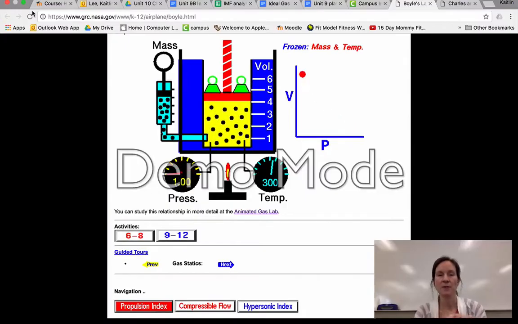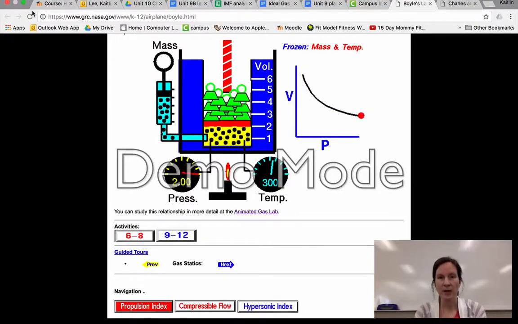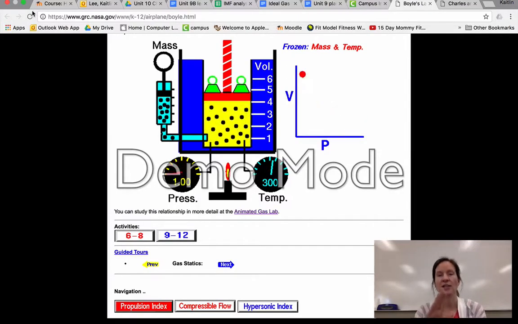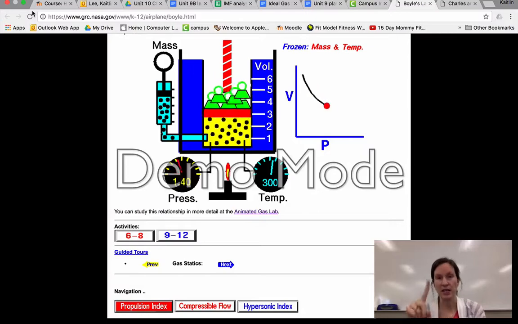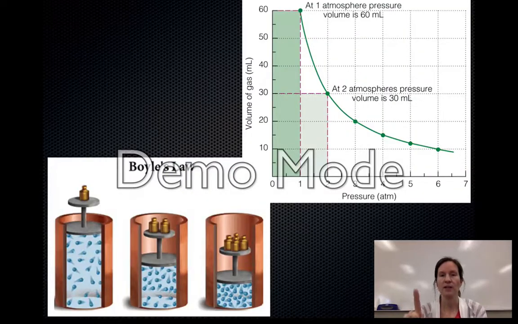Here's a small simulation of what this looks like. I'm increasing the pressure on the system by putting more weights on it. And as I increase that pressure on the system, I'm decreasing the volume. That is the inverse relationship you see there, and you see how the graph looks like an inverse relationship. So again, as volume goes down, pressure goes up. That's what these graphs look like.